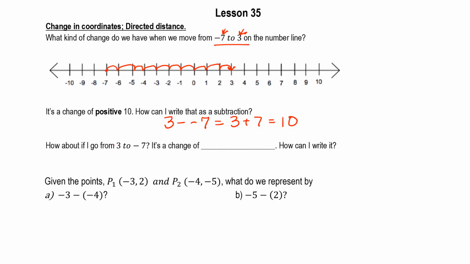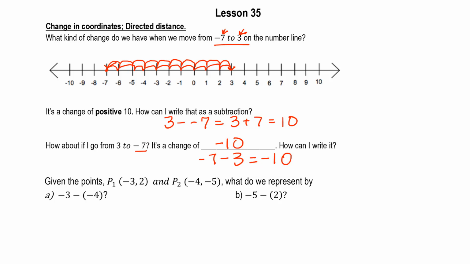How about if I go from 3 to -7? Well, I start here this time and go the other way, and that is a change of -10. We can write that by choosing the second number first this time. -7 minus 3 is what gives me the -10.